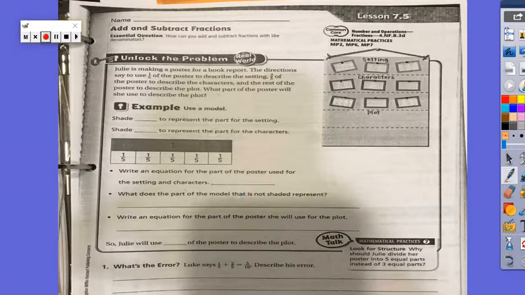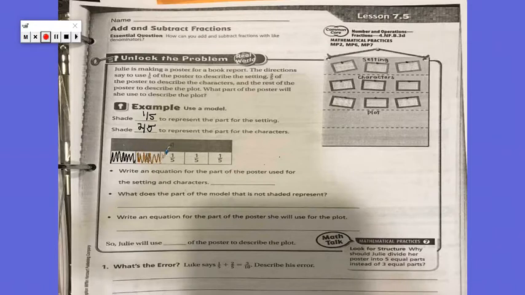They want us to shade 1/5 of the poster to describe the setting. So I'm going to fill that in, 1/5 for the setting, then shade 2/5 of the poster to describe the characters. I'm going to put 2/5 here, and I'm going to change the colors so you can see. Then shade 2 more fifths, 1/5 plus another 1/5.